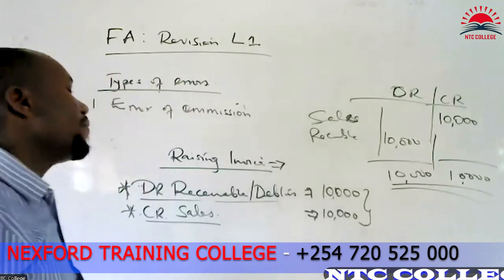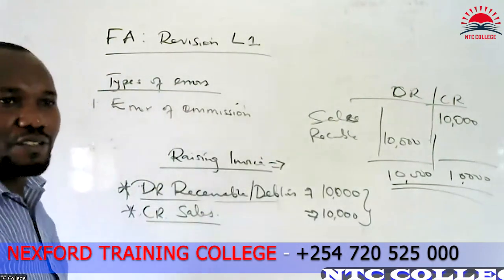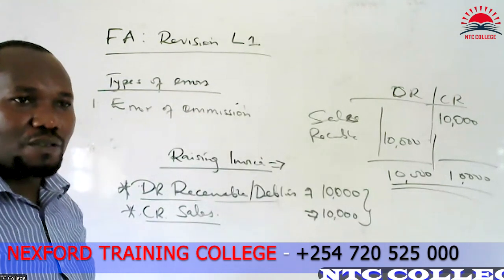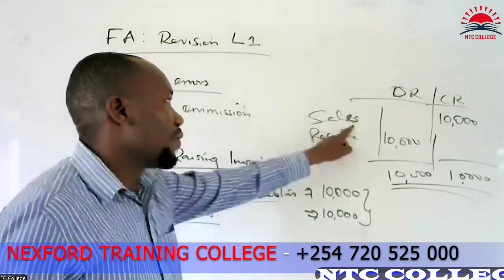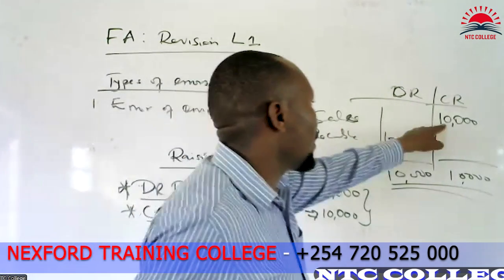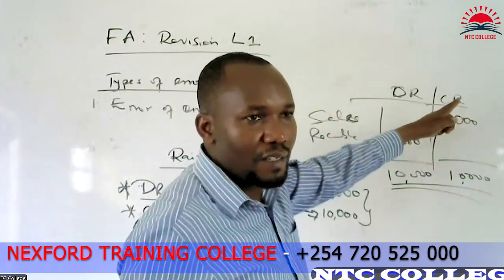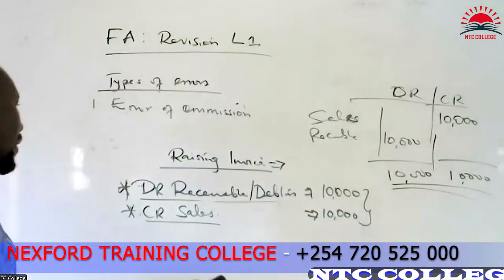Now that makes it a different type of error. It's not omission now, but error of original entry. You entered in the wrong account. That is what we are referring to. So these are what we call accounts. So instead of crediting sales, you end up crediting a different item, which is not sales, right? Yeah. So those are how the errors happen.